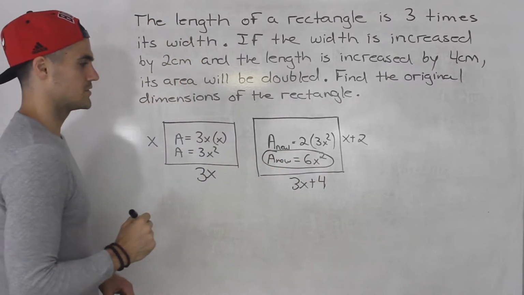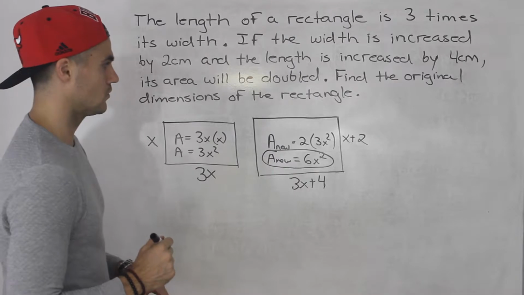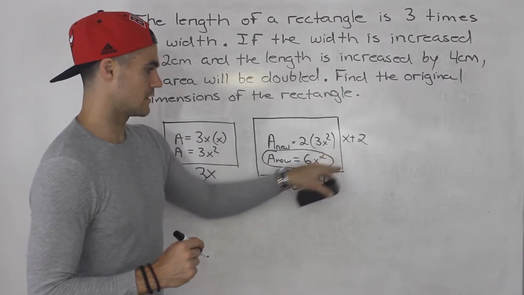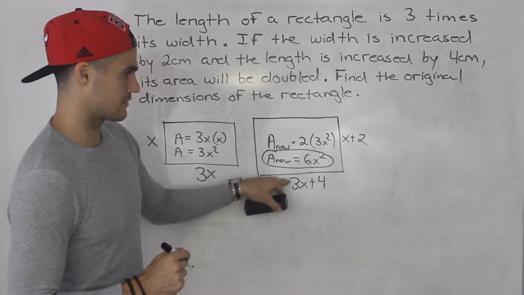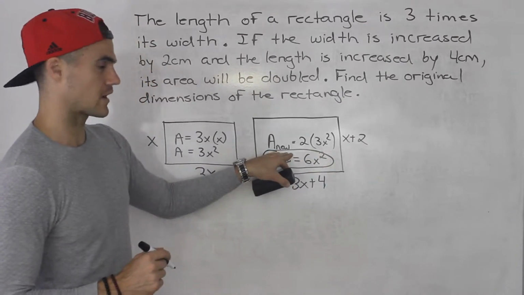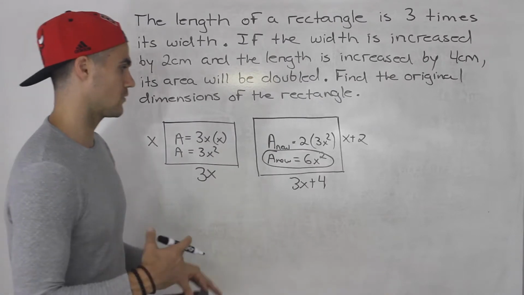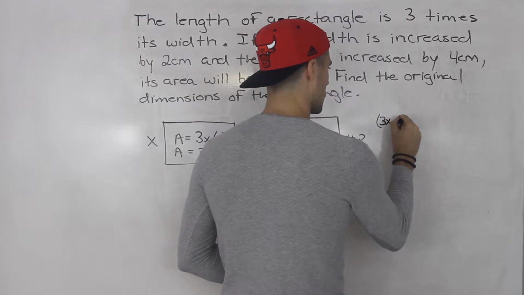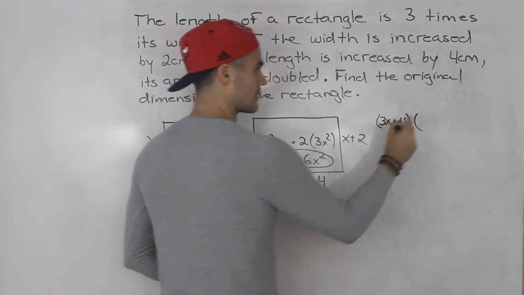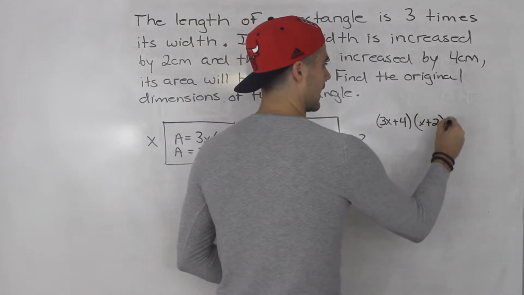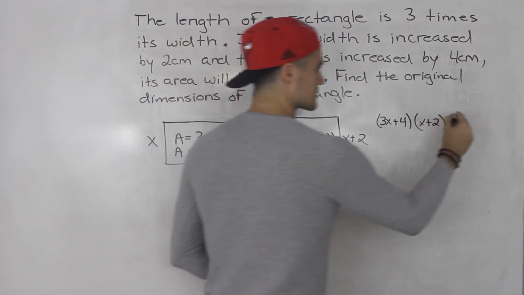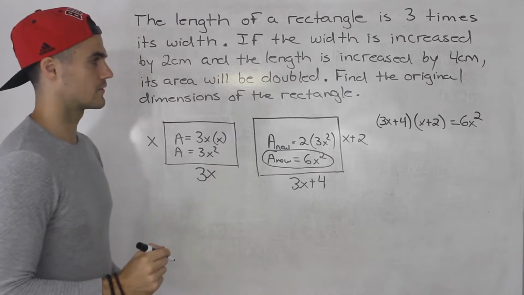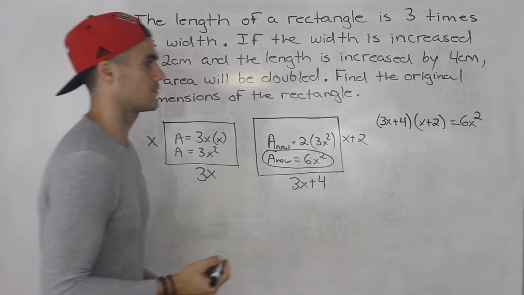So what can we do with that information? Well, we know that the area of a rectangle is equal to length times width. And if we know that the length times the width has to equal 6x squared, then notice we can make an equation with one variable. So length, 3x plus 4, times the width, x plus 2, has to equal 6x squared. Right? So we have an equation now that we can solve.